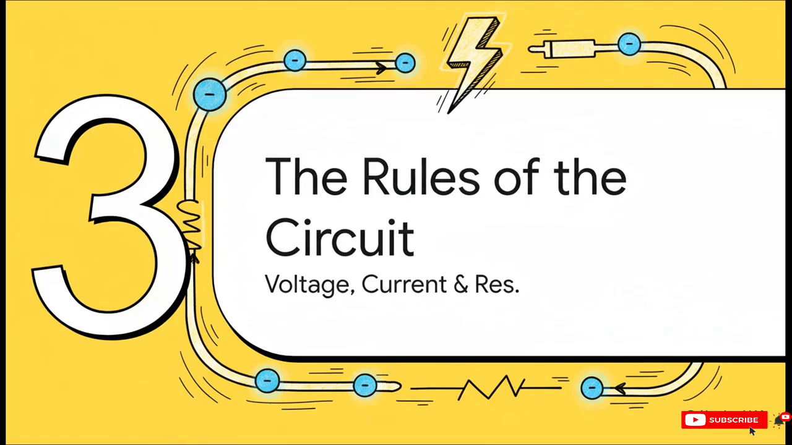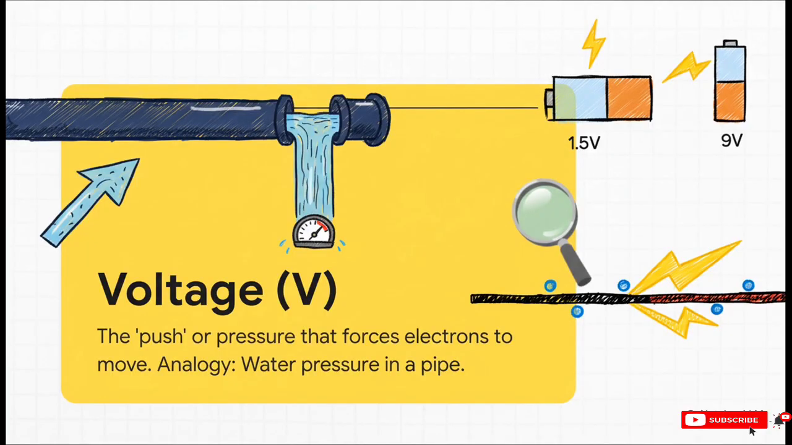Okay, part 3, the rules of the circuit. So now we know that we can make electrons move through a conductor, but we need to understand the forces that actually govern that movement. This all happens in what's called a circuit, which is basically just a closed loop, a path for those electrons to follow. The first rule is voltage. The easiest way to think about it is as electrical pressure. Just like water pressure in a pipe pushes water along, voltage is the force that pushes electrons through a wire.